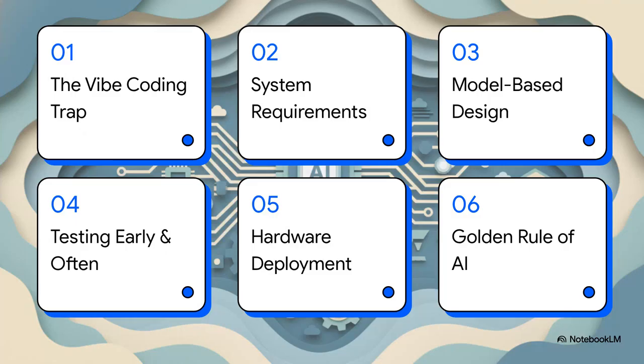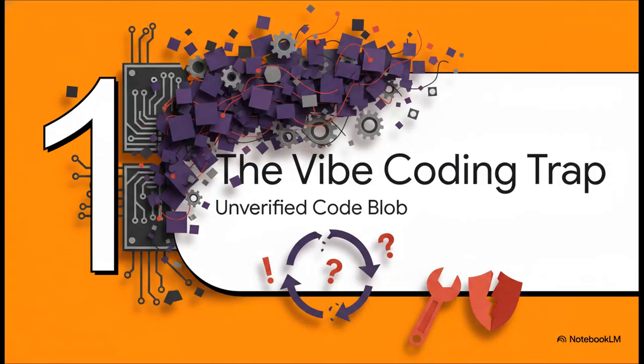So to avoid that, we're going to follow our proven engineering workflow. We'll quickly walk through the vibe coding trap, defining clear system requirements, using AI and model-based design, testing early and often, deploying to physical hardware, and finally, the golden rule of AI. All right, step 1, the vibe coding trap. This is all about avoiding that situation where you end up with an unverified blob of code and you have no idea what you've actually built until something physically breaks.